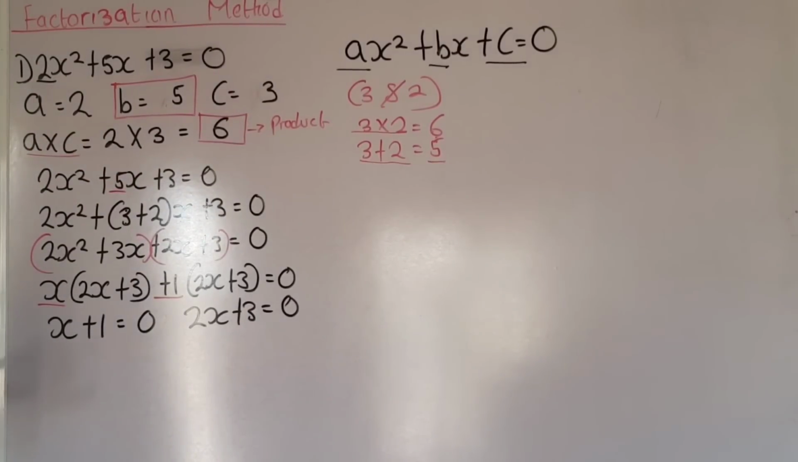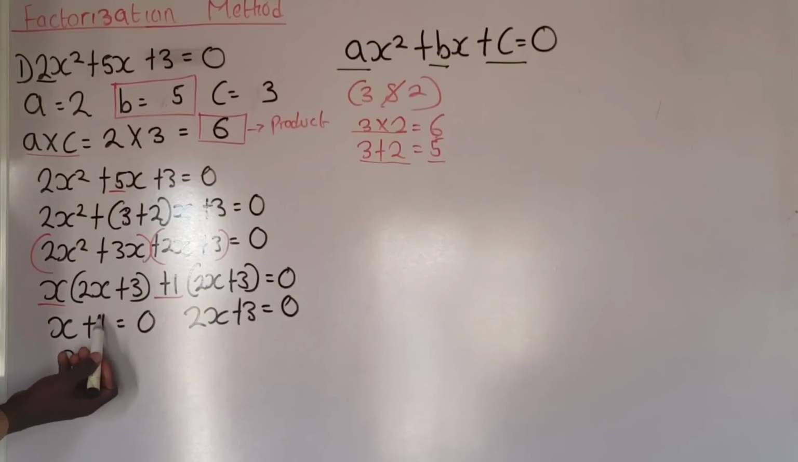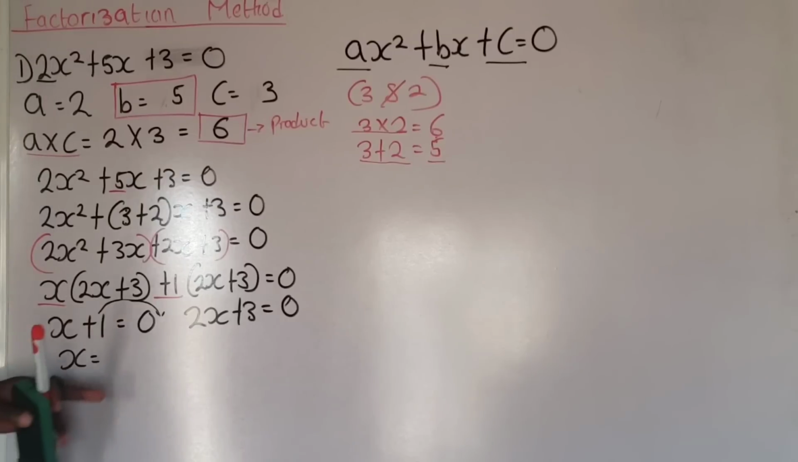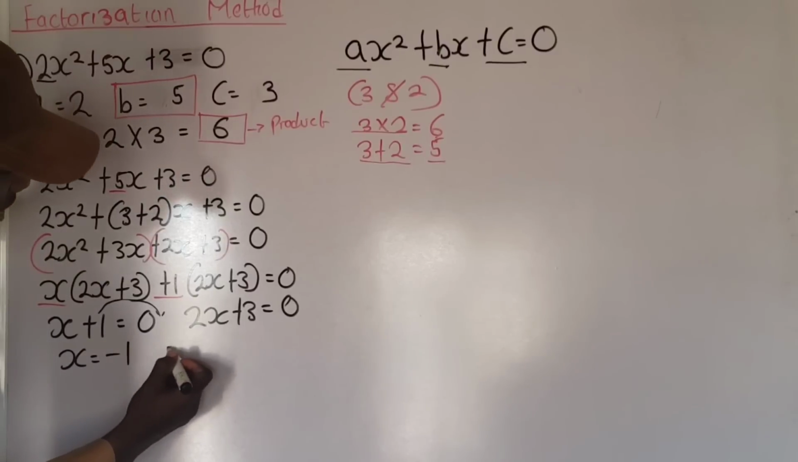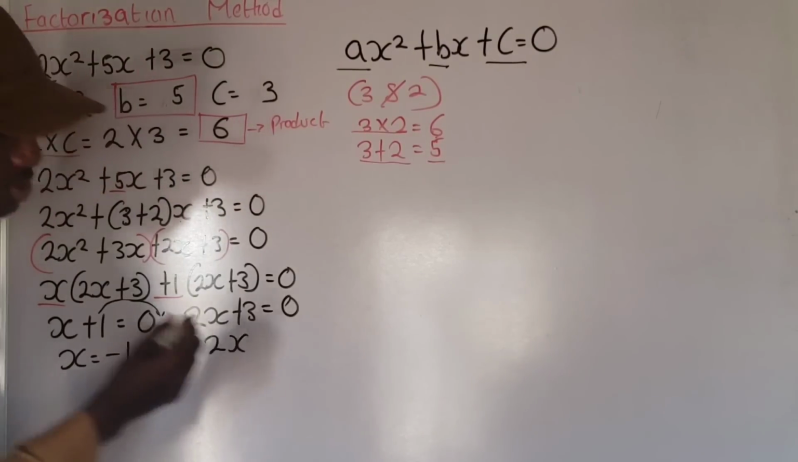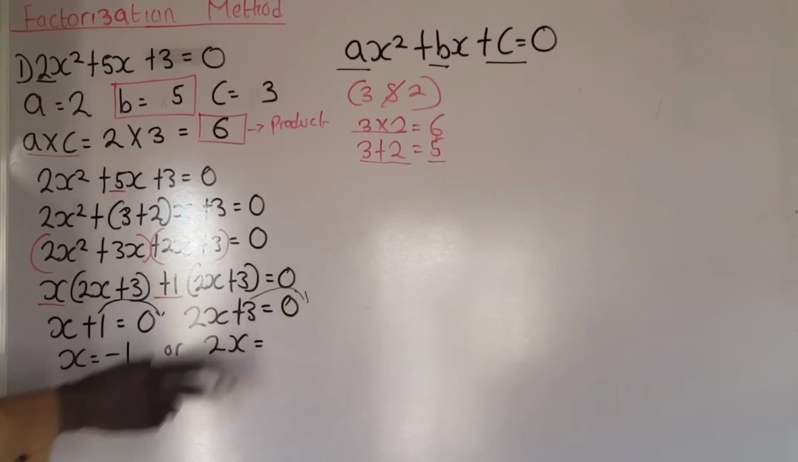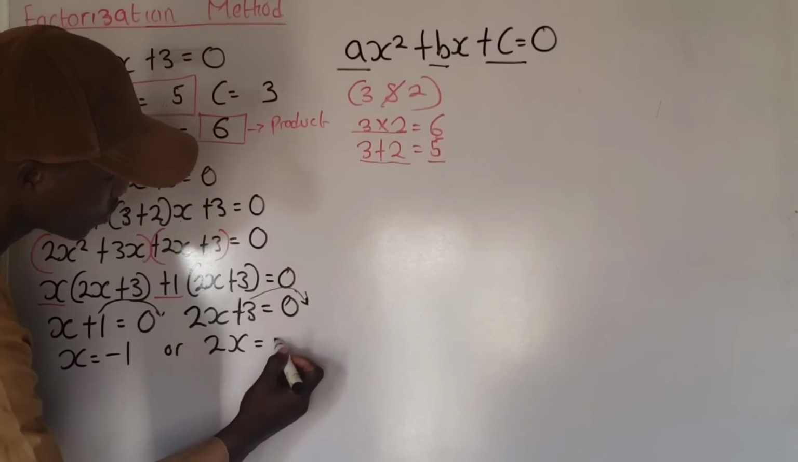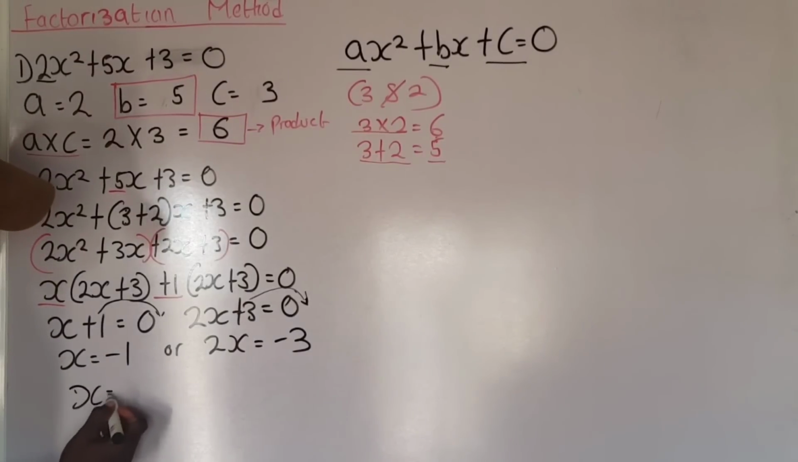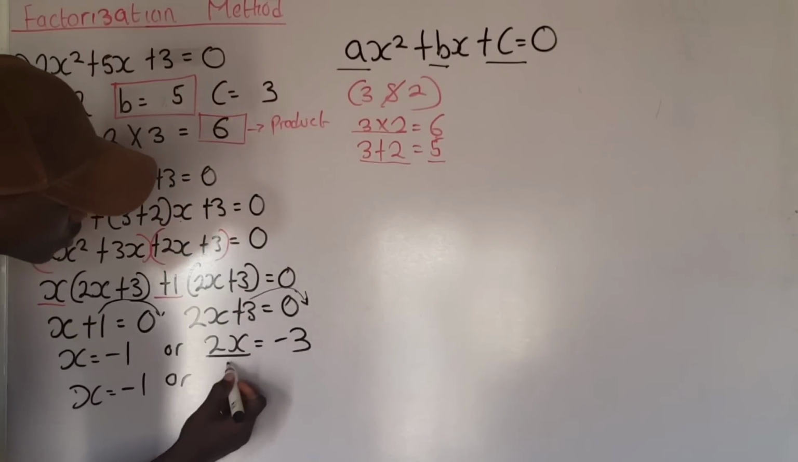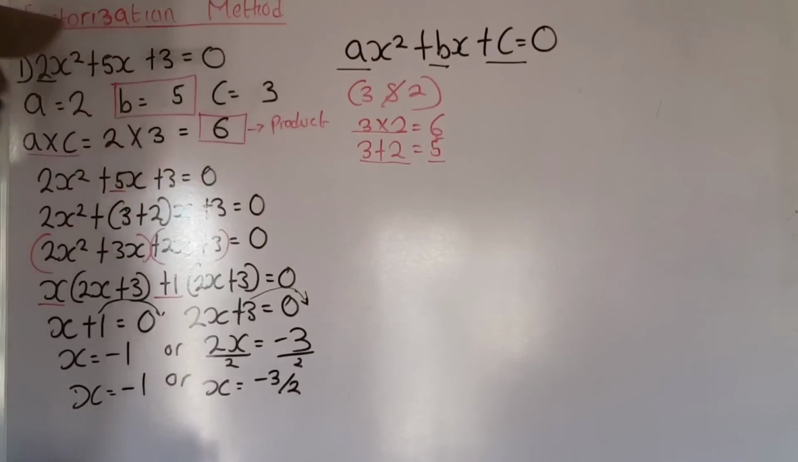Now we can easily determine the value of x. x equals to, if this positive 1 gets to the other side of this equation, it is going to change to negative. So I'm going to have negative 1. Or, let's do it step by step: 2x equals to, if this positive 3 crosses the equals to sign, it's going to change to what? Negative. So I'm going to have 2x equals to negative 3. Don't forget, we are asked to determine the value of x. So x equals to negative 1, or divide both sides by 2, x equals to what? Negative 3 over 2. Do you understand?